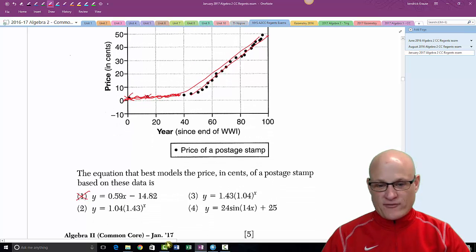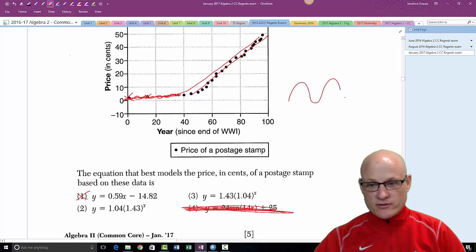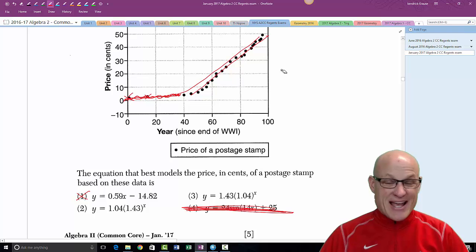So we really want exponential. If anybody picks sine, I don't even know what to tell you because it doesn't look like this. I mean, really? Does it look like a sine curve? I don't think so, kids. So it had to be exponential growth.